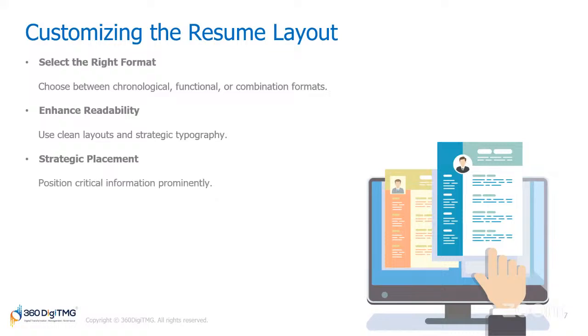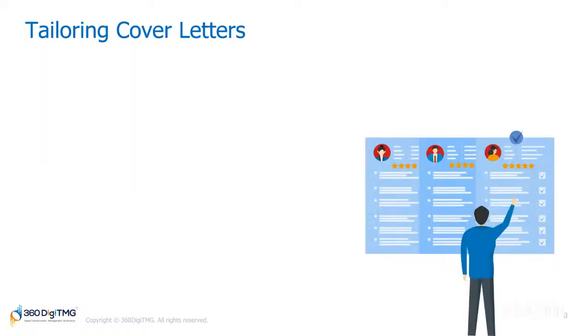Then placement of different portions. There will be projects, there will be skills, there will be certifications. So where to put which thing? You should first highlight your skills and experiences, your projects, right? So you can decide based on that. You can use some visuals also.